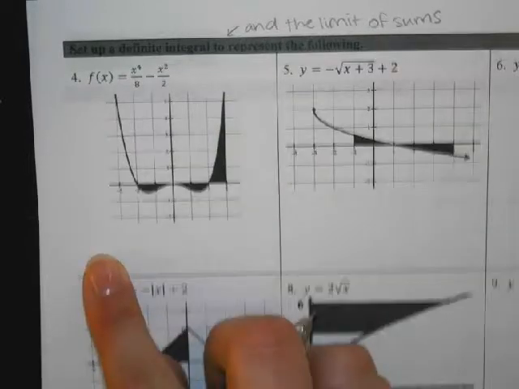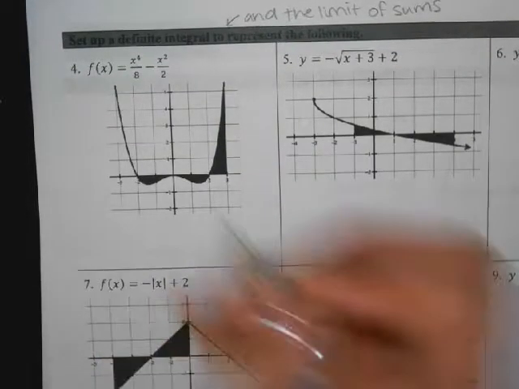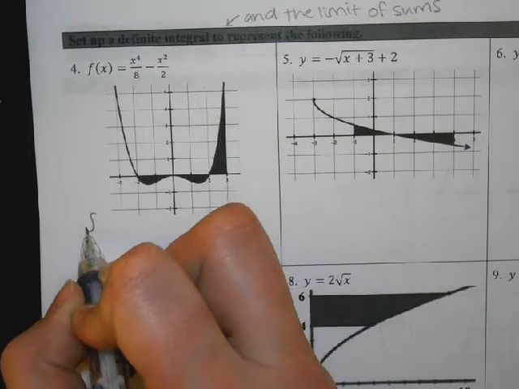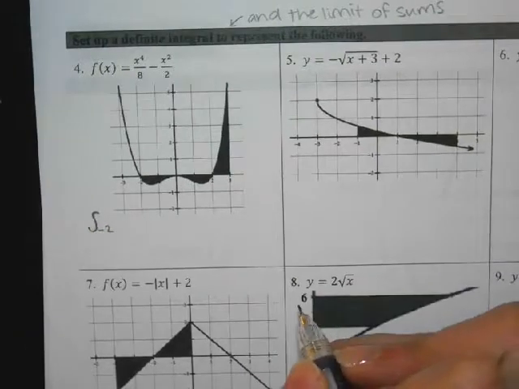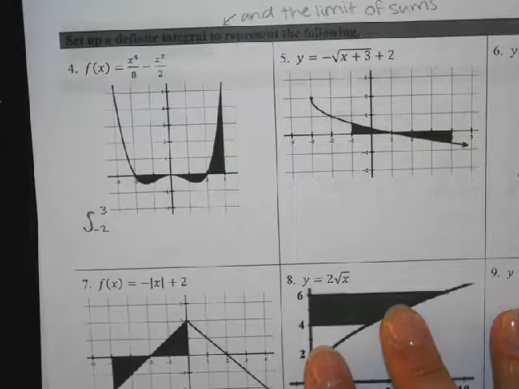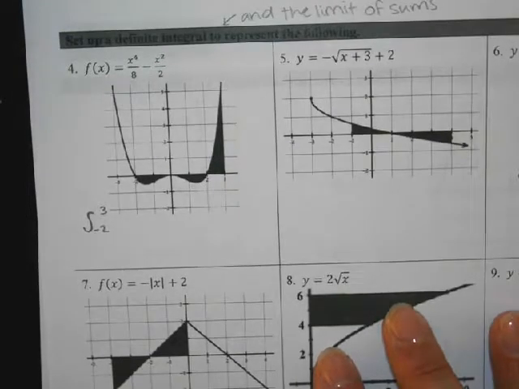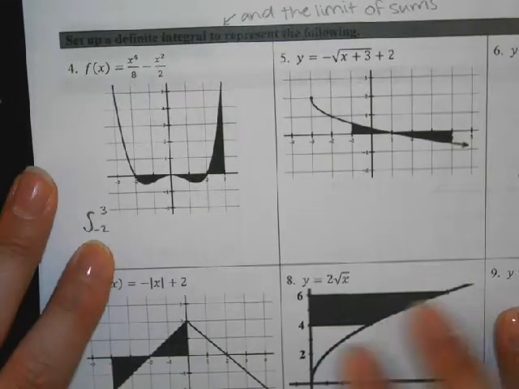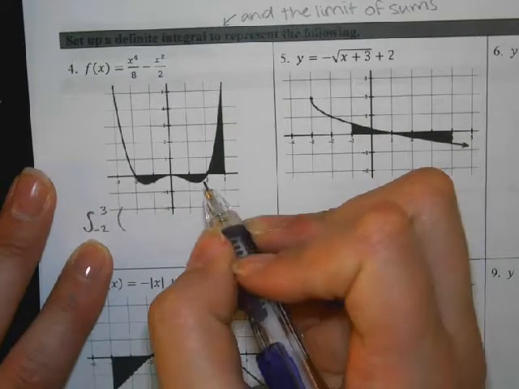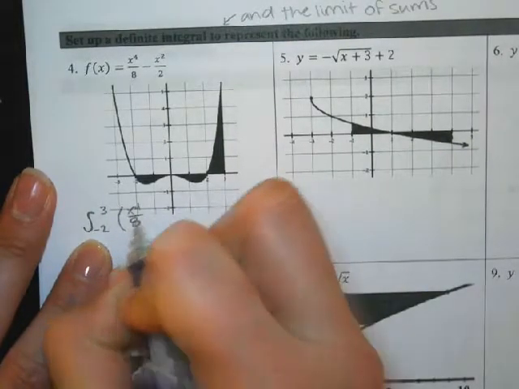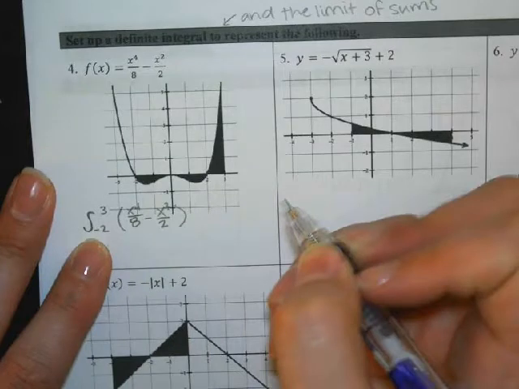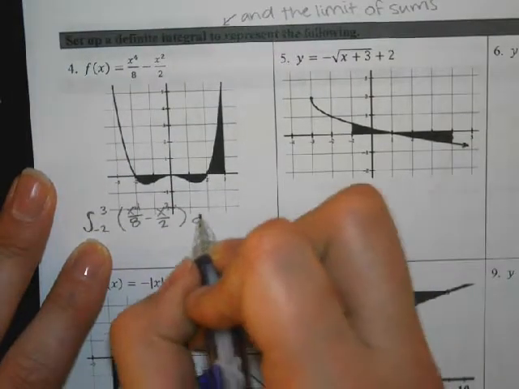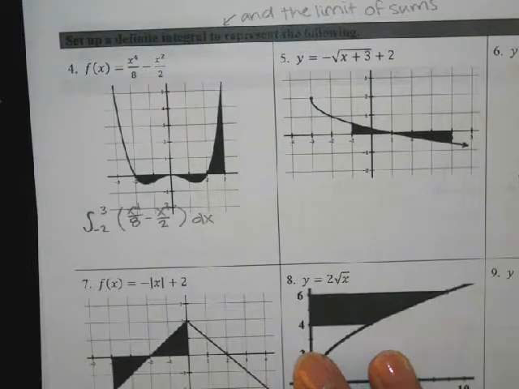So if we were to do the integral for this one, what is our lower bound for number 4? -2. What's our upper bound? 3. Okay, so lower bound is -2, upper bound is 3. What's our function? X to the 4th over 8 minus x to the 2nd over 2. And then what do we stick on the end? Dx.